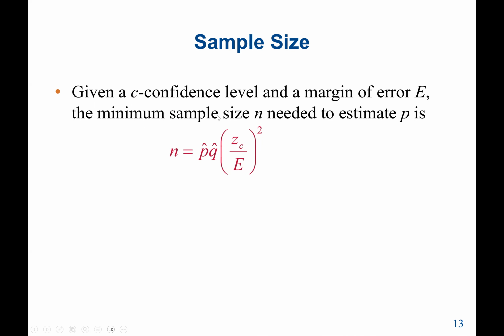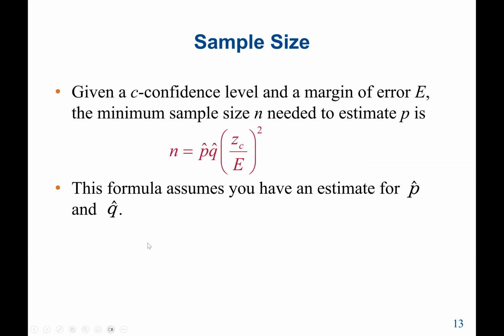And we can see that this formula is derived from the formula to find E. Remember, to find E, it will be Zc times the square root of p-hat q-hat over n. So if we know the p-hat, we know the q-hat, because q-hat will be 1 minus p-hat. And if we know the Zc, the critical value, and we know E, then we can find the sample size.